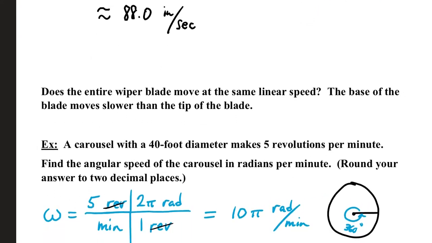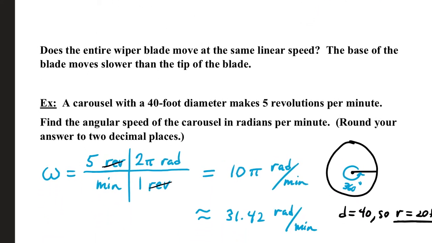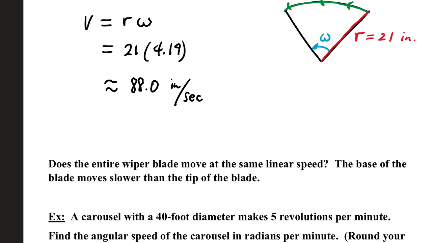Does the entire wiper blade move at the same linear speed? Since v is directly dependent upon radius, they don't.